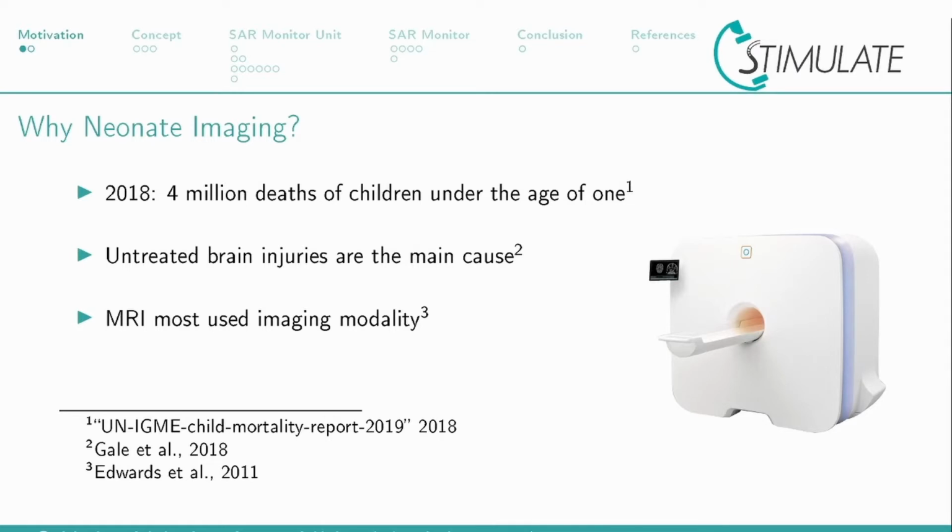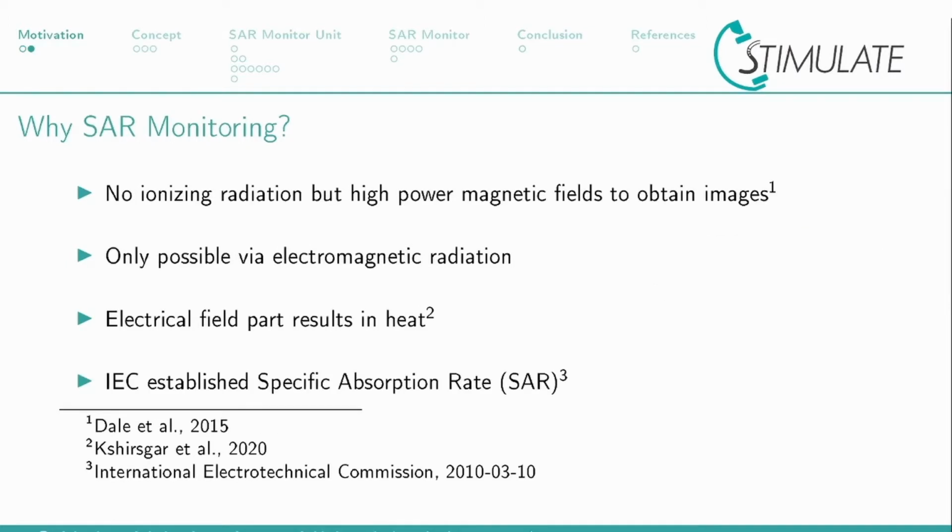The most used imaging modality for these diagnoses is magnetic resonance imaging. Nevertheless, there's no ionizing radiation necessary. In MRI, still high-power magnetic fields are needed. They are used to excite the magnetic moments of the water molecules. The de-excitation of the so-called spins is measured by coils and used to reconstruct the corresponding images.